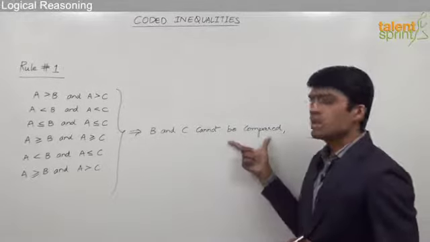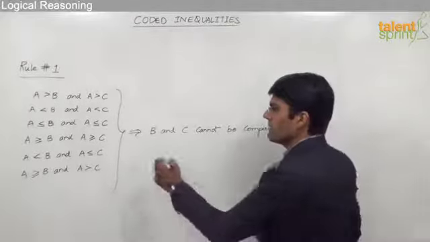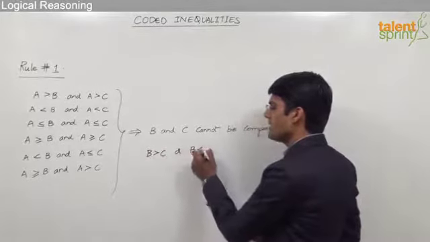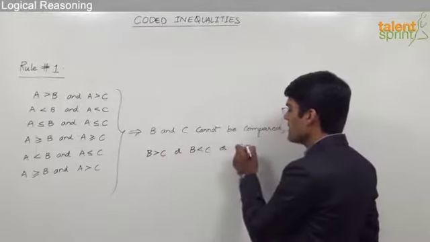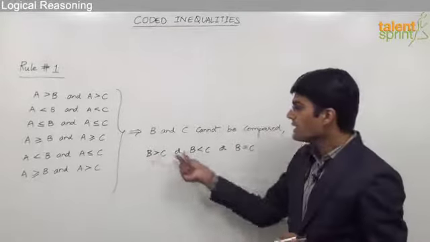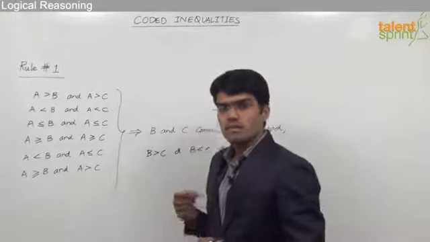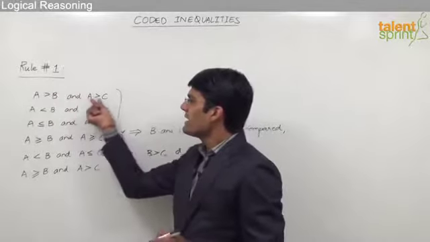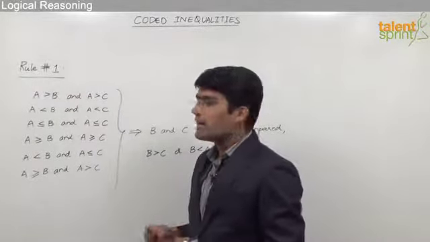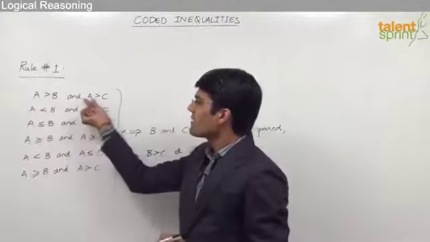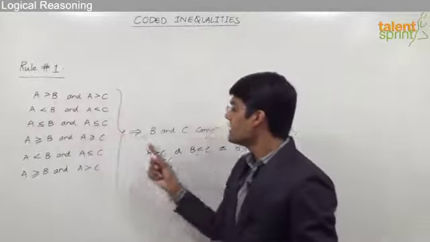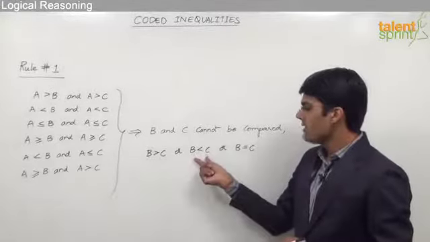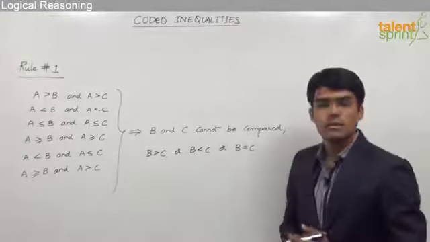When we know that A is greater than B and A is greater than C, then we can say that B and C cannot be compared. That is, B can be greater than C, or B can be less than C, or B can be equal to C. All the three cases are possible. So whenever we have a similar inequality, as you can see here, greater than and greater than are similar inequalities, and we have the same variable on one of the sides, then the other two variables cannot be compared. That means B can be greater than C, or less than C, or equal to C.